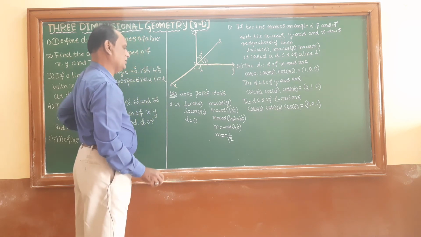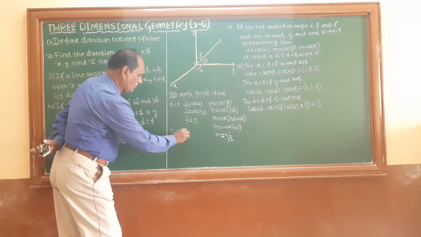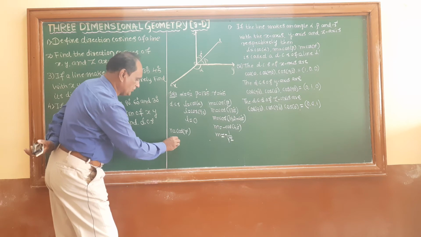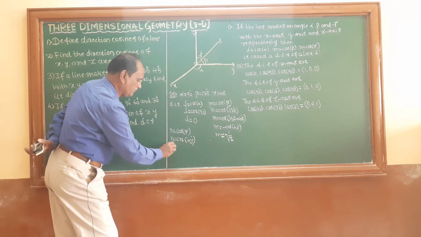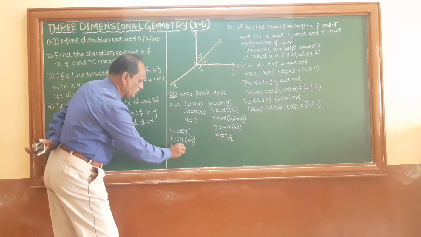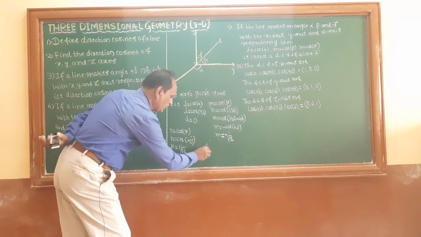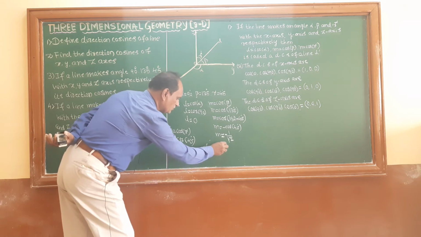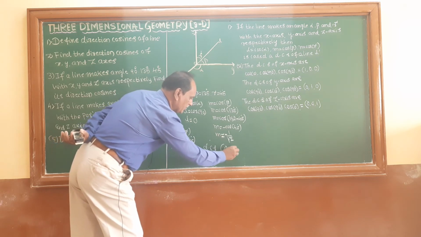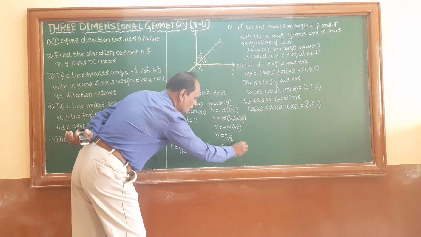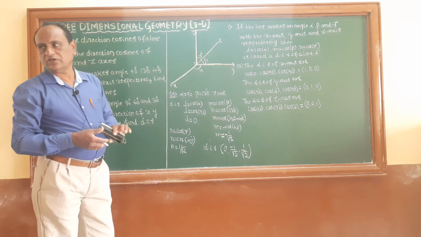Then the last one, N is equal to cos gamma by definition. Therefore n is equal to cos gamma. Gamma is 45 degree. Therefore n is equal to cos 45, that means 1 divided by root 2. Therefore the direction cosines are: L is 0, m is minus 1 divided by root 2, and the last one is 1 divided by root 2. These are the direction cosines of the given problem.